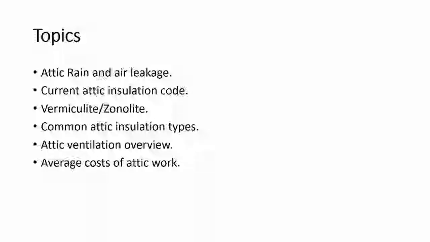So the topics I want to cover today, first one is attic rain and its related causes of air leakage. We'll talk a little bit about the current attic insulation code, go over vermiculite/zonalite a little bit, some of the common attic insulation types that you'll see as you do inspections and how you can rate them to give the attic overall R value rating. Go over attic ventilation in a fairly broad look at that, and then some average costs of the work that we do, so you can pass along a budget price to homeowners.